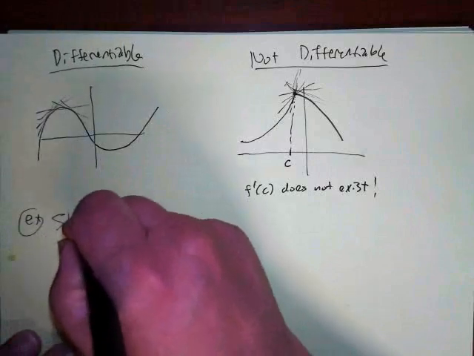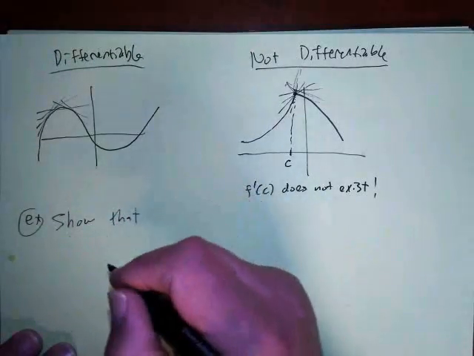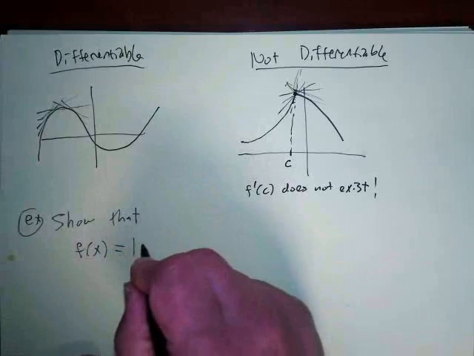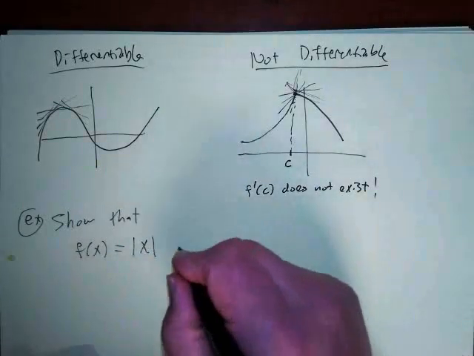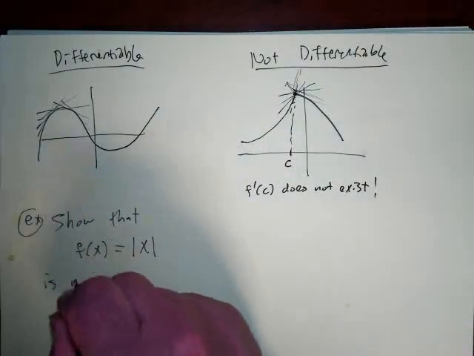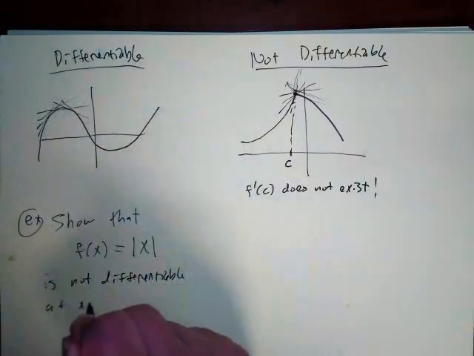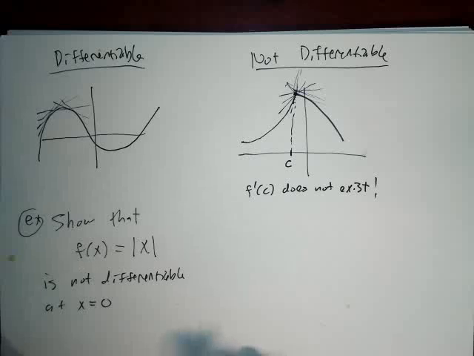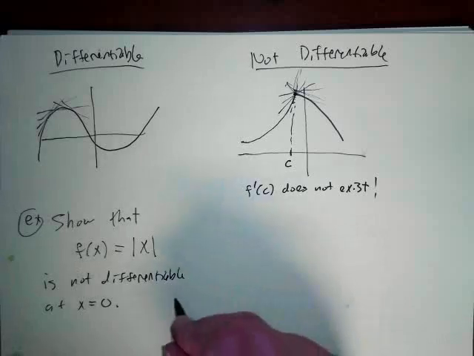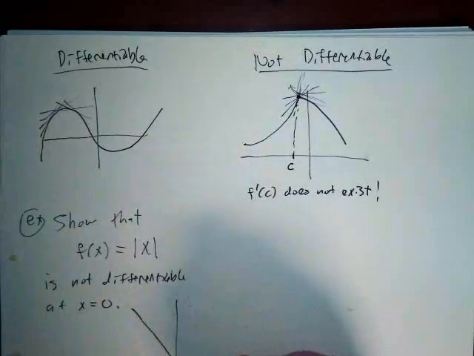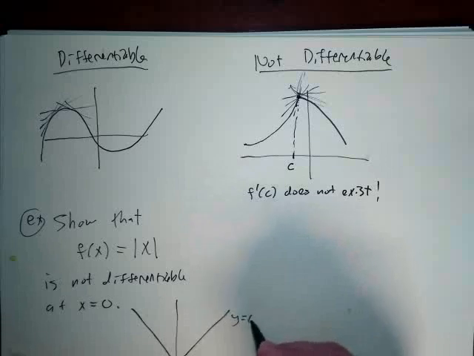But what I want to do is an example, and I want to show that, let's say f of x equal to the absolute value of x is not differentiable at x equals 0. Okay? So, we want to show that this is not differentiable at x equals 0. So what does the absolute value of x look like? Well, it's like a V. It comes down to 0 and then it goes like this. Y equals absolute value of x.